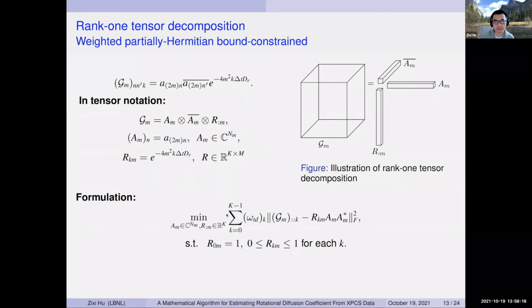Since we assume the first lag time equals 0, we have the constraint R0m equals 1, and all the other exponential decaying terms should be between 0 and 1. This could be solved by a modified alternating least squares.